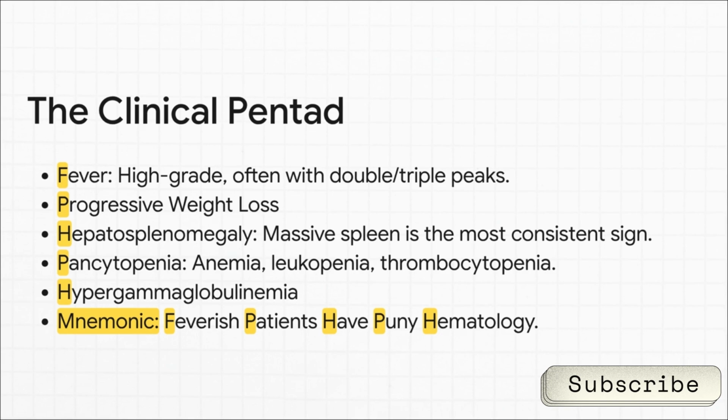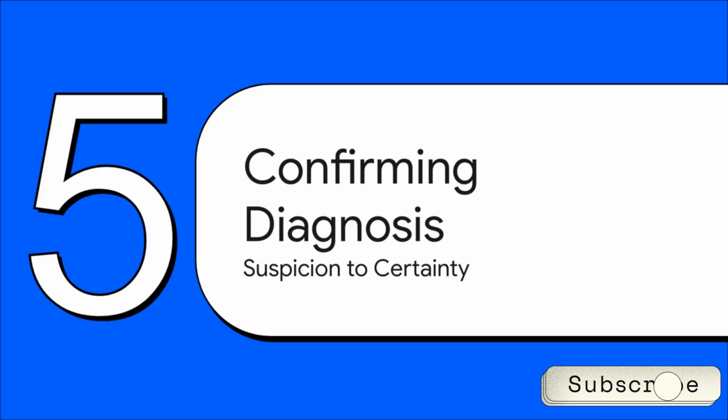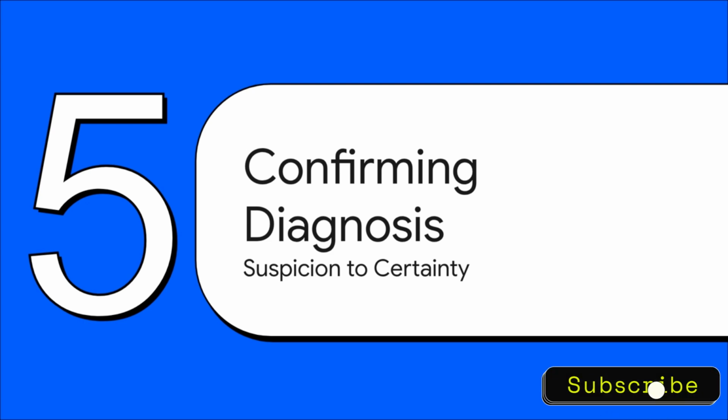Easy, right? So, you've seen the patient, you've got the clinical pentad in your head, and you're thinking, this has to be Kala Azar. That's a great start. But in medicine, suspicion isn't enough. We need to confirm it. So, how do we get that proof?